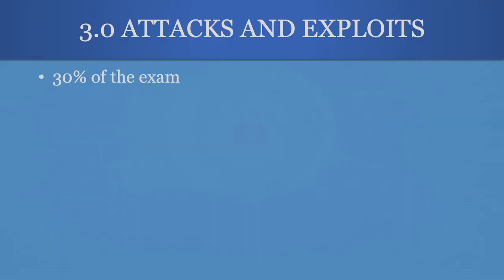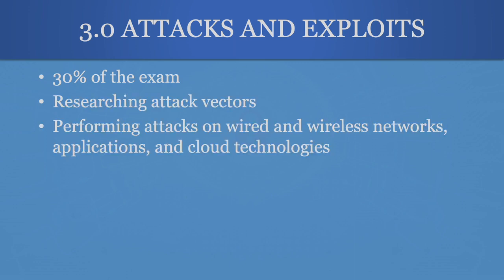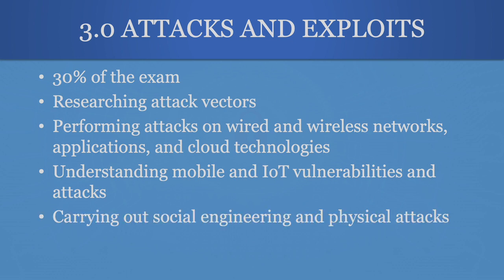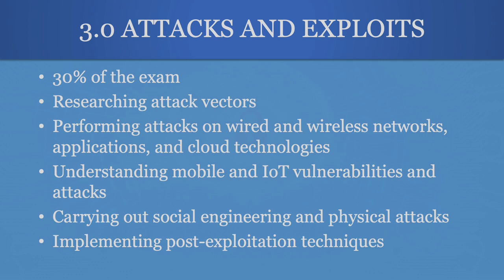Domain 3 is 30% of the exam. Now that's even more than the previous domain, and that's on attacks and exploits. In Domain 3, you'll learn about researching attack vectors, performing various attacks on both wired and wireless networks, also on applications and cloud technologies. You'll explore various mobile and Internet of Things, or IoT, vulnerabilities and attacks, and begin to understand how those attacks can be used in a pen test. You'll also learn about carrying out social engineering and physical attacks, as well as implementing post-exploitation techniques.